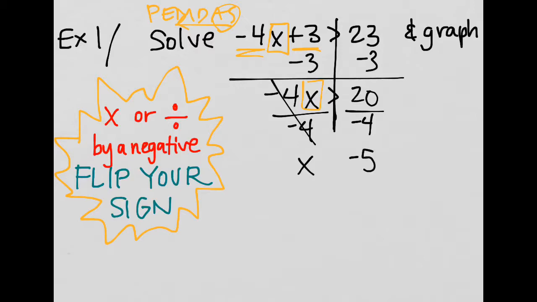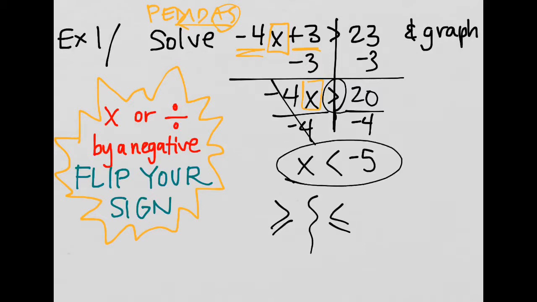So if we had this symbol right now, a greater than, I'm going to flip it and make it a less than. If I had a greater than or equal to, and I flip it, it'll be a less than or equal to. Okay? So those are the differences there. All right, so now I have x is less than negative 5, but I still have to graph this.